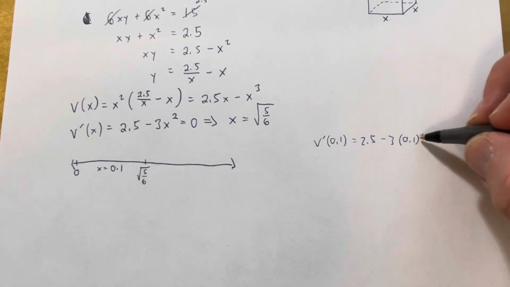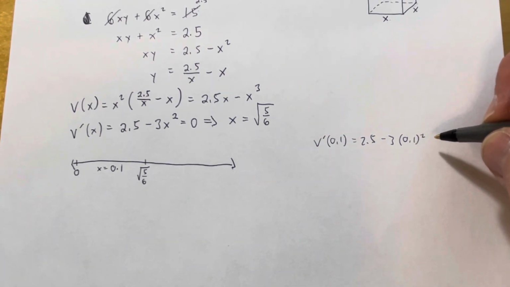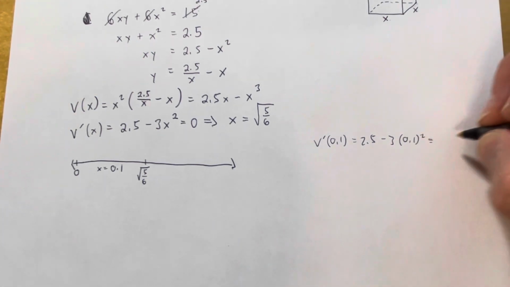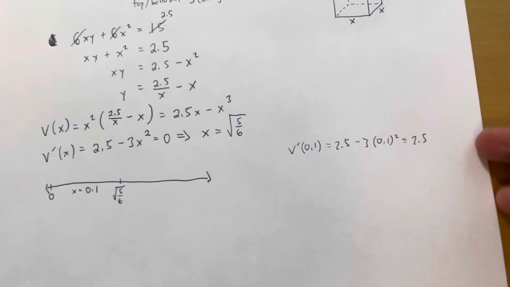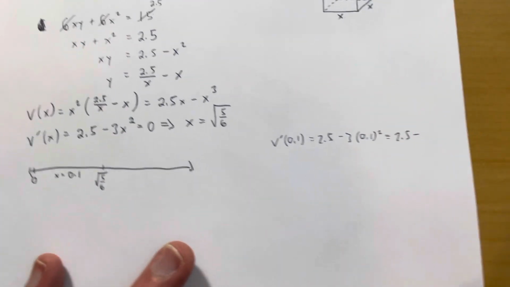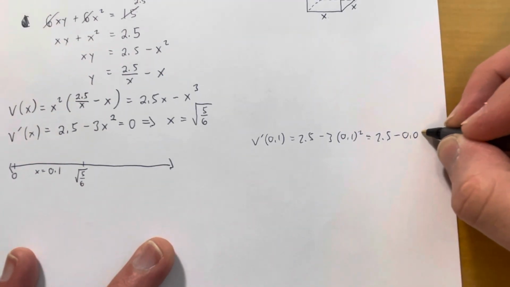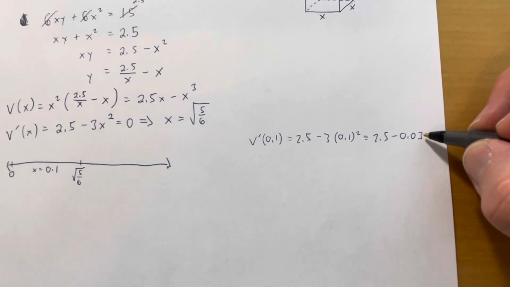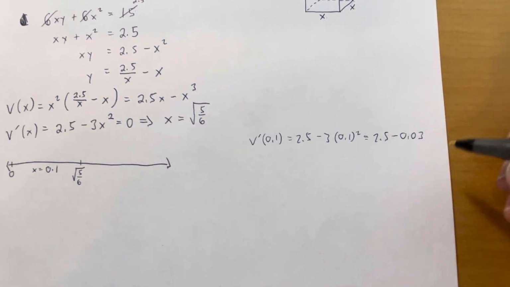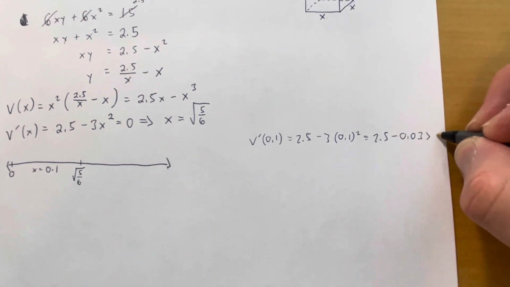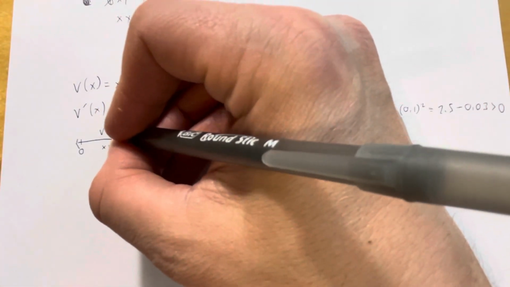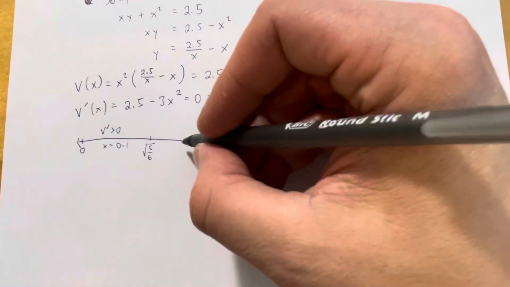Okay, 0.1 squared is equal to 0.01, so this is equal to 2.5 minus 0.03, right? Now, I could keep going with the arithmetic here, but notice 0.03 is most definitely smaller than 2.5, so when I subtract these, I know for sure that's going to come out positive. So over here, v prime is positive. Now pick something to the right.